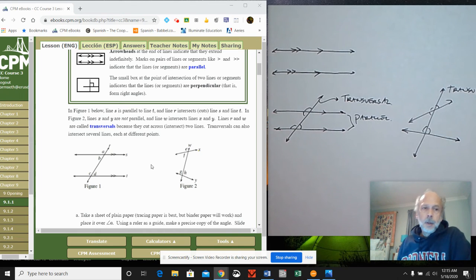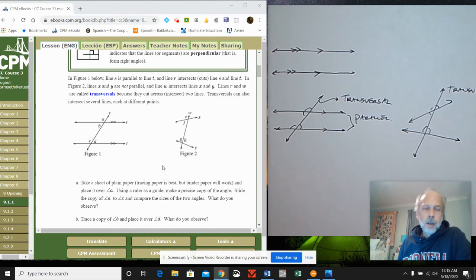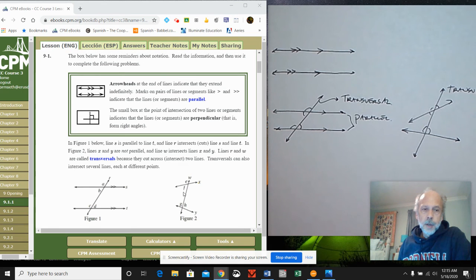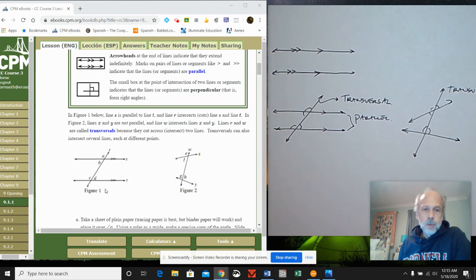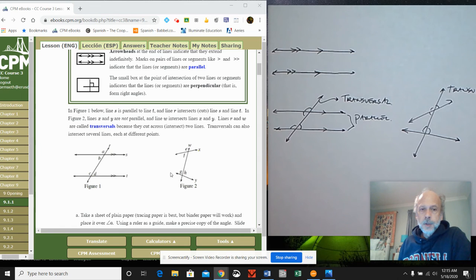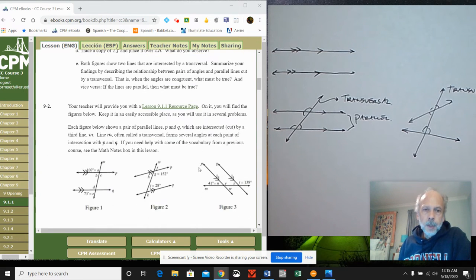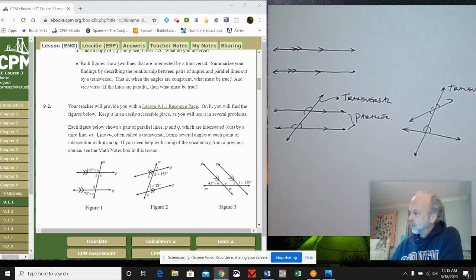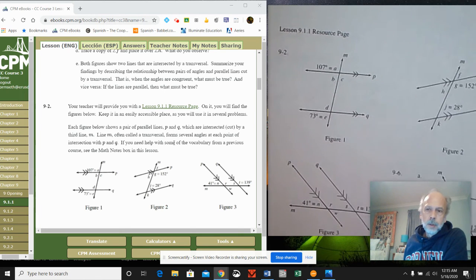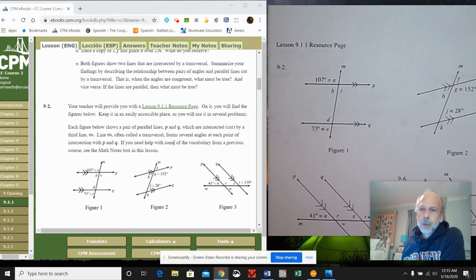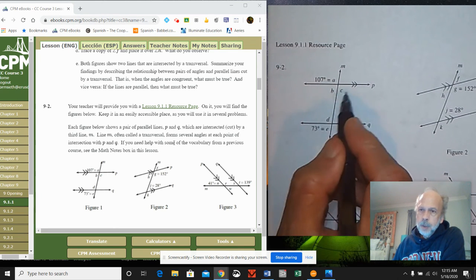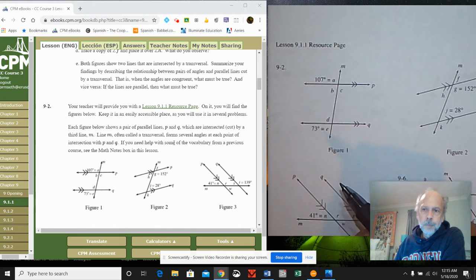Okay. Now 9-1 takes you through these two diagrams here. You'll need to trace some angles with a blank sheet of paper, and then use that to do a little investigating. You'll compare this drawing and this drawing. Then when you get to 9-2, you're going to try to hone in on those relationships a little bit more. And if you have a printer, let's get that resource page printed out. If not, make sure you copy each of these diagrams as you go through it.